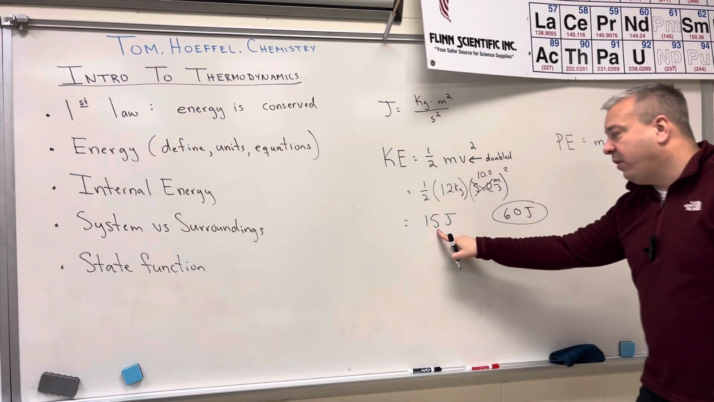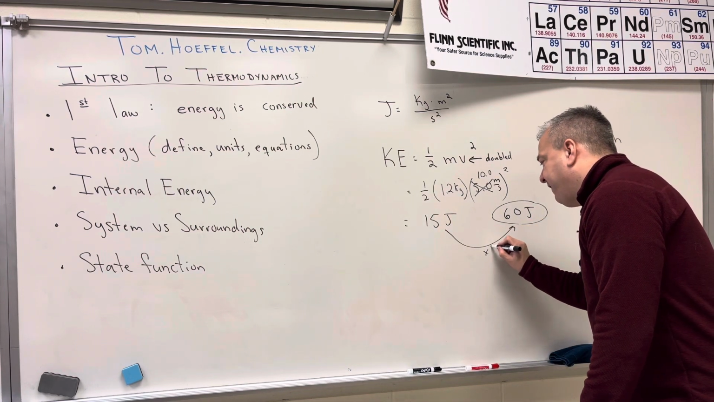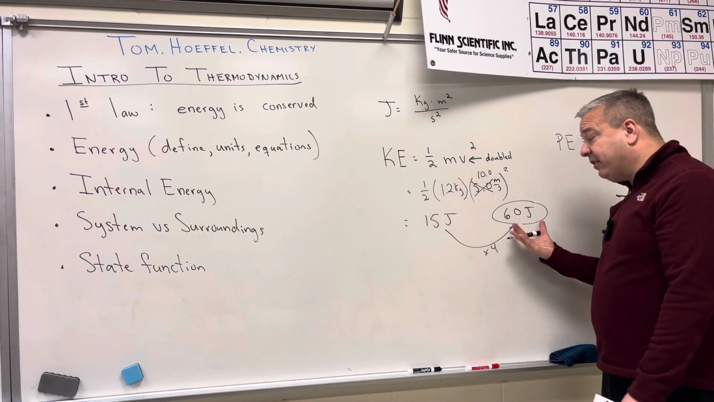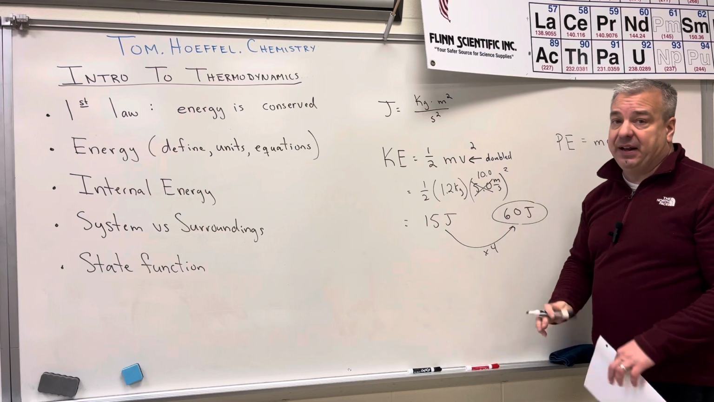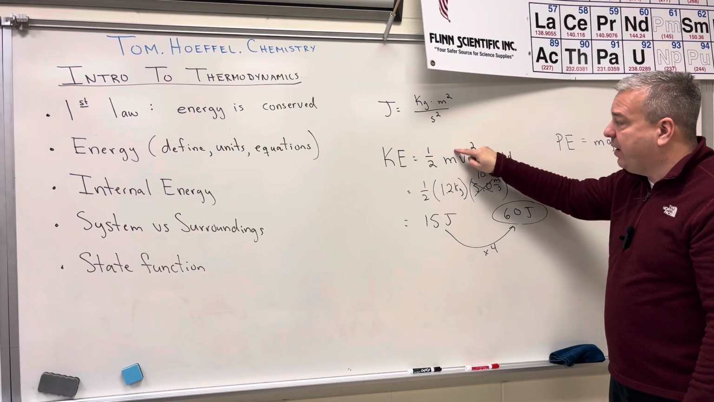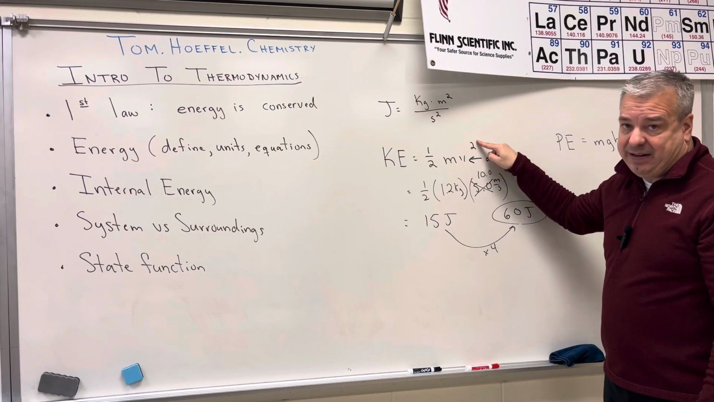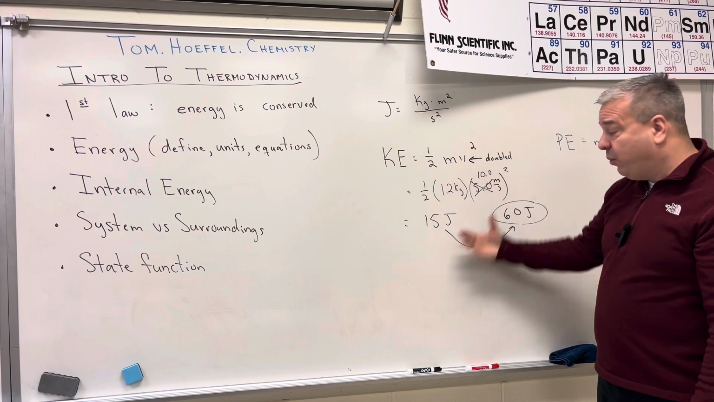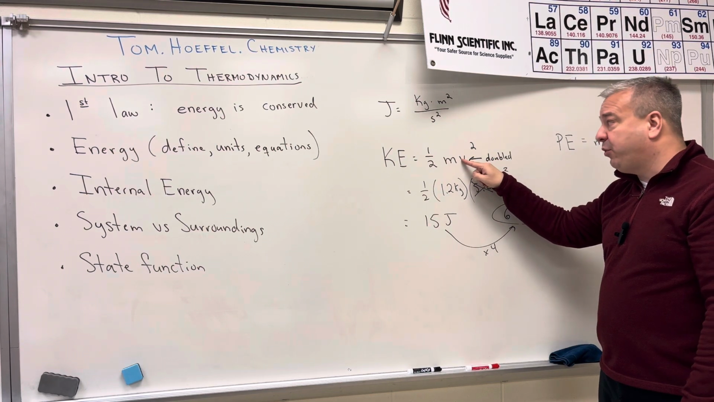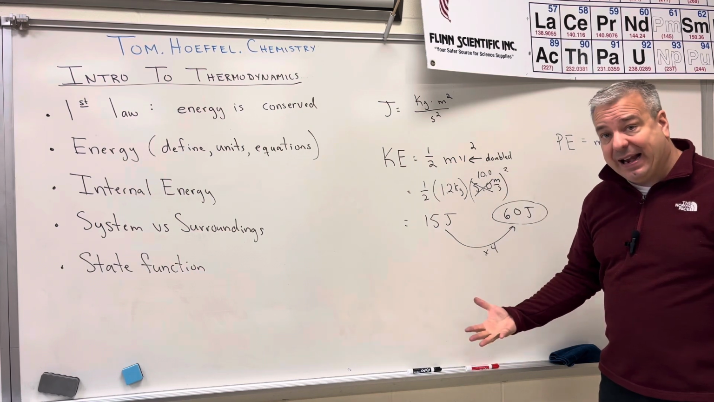So from 15 to 60, that is actually a factor of 4. That's 4 times more energy when we double it, and that's because this velocity is squared. So if we doubled this, well, 2 to the second power would be a factor of 4. If we tripled this, well, 3 squared would be a factor of 9.